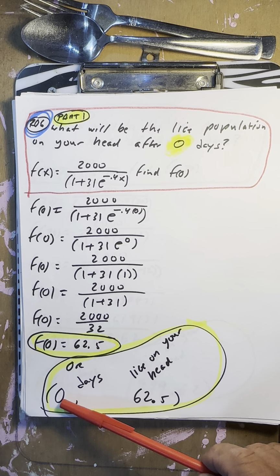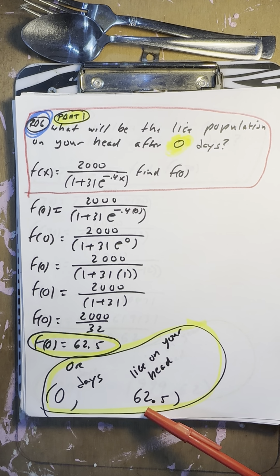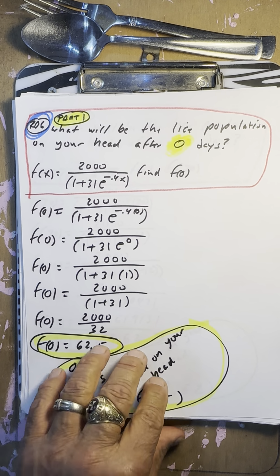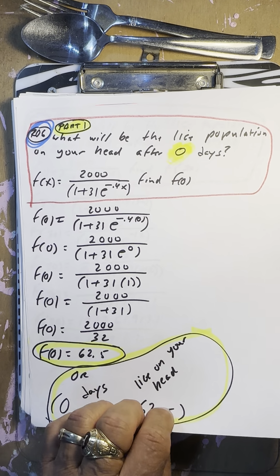So after 0 days, you have 62.5 lice on your head. Itchy, scratchy little guys, they're in your head. No, you can't shampoo them out or wash them out. Okay, you got some medication, okay?